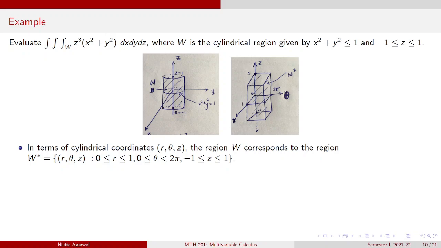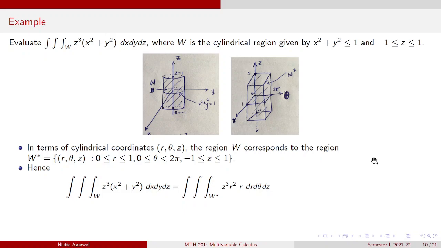Okay. So in terms of cylindrical coordinates, what is r? r goes from 0 to 1, right? That's the maximum you can go. Theta takes any possible value, which is 0 to 2 pi, and z goes from minus 1 to 1, which is what I have written here. So now in cylindrical coordinates, this cylindrical region has actually become a box, right? So this is r, this is theta, this is z. r goes from 0 to 1, theta goes from 0 to 2 pi, and z goes from minus 1 to 1. So this box is what you get as W star.